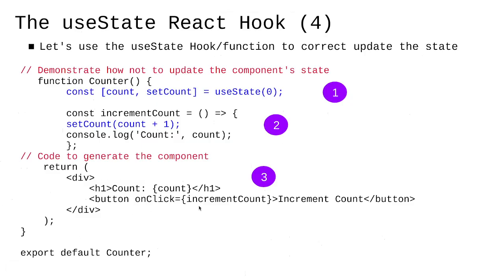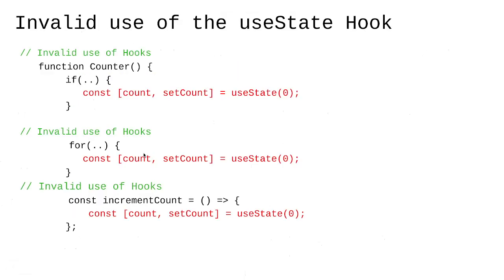So why does it re-render? Whenever React sees the set function, the setCount function, execute, it knows that it needs to re-render this component. Again, you should not create state inside conditionals, inside loops, or inside functions that are inside the component. So let's look at that in code.